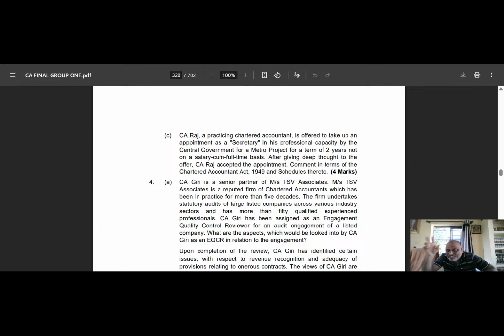Conclusion: in view of the above given scenario, CA Raj will not be held liable for misconduct for acceptance of the appointment as a secretary, in terms of the compliance with Regulation 191, read with clause 11 of Part 1 of the First Schedule of the Chartered Accountants Act 1949. Understand, my dear friend?